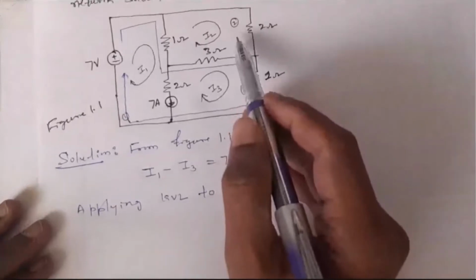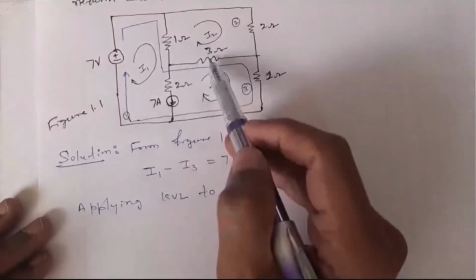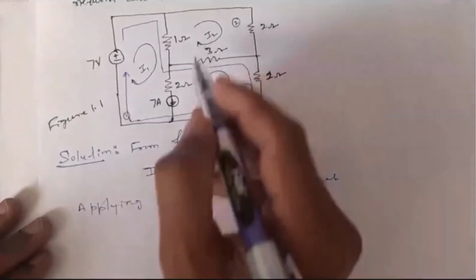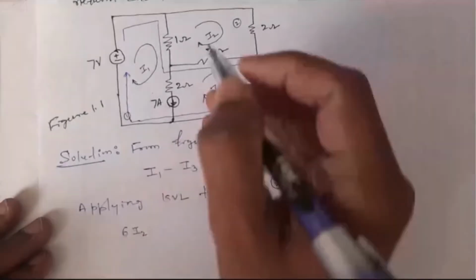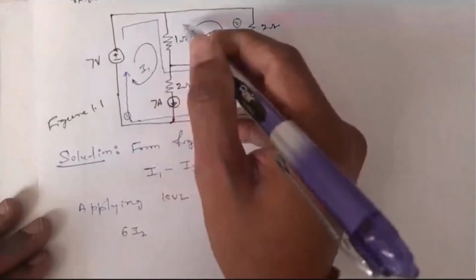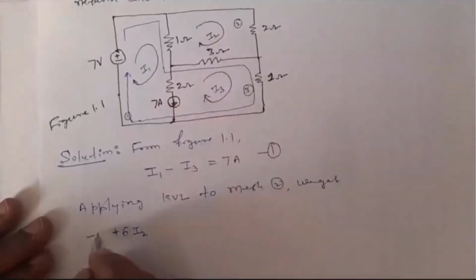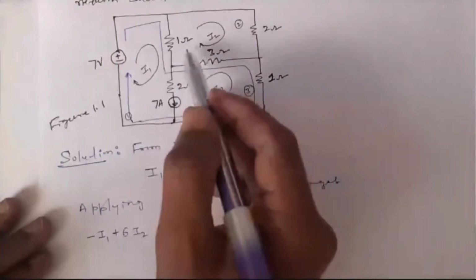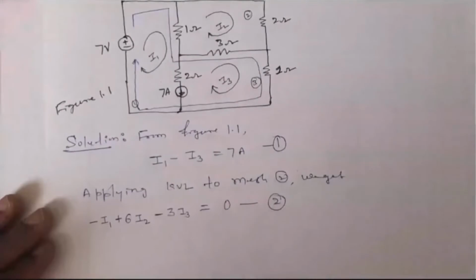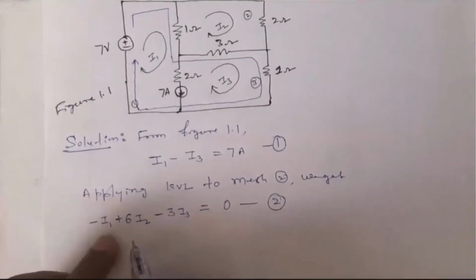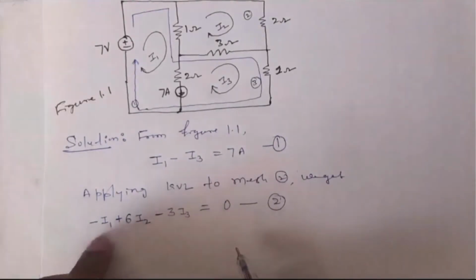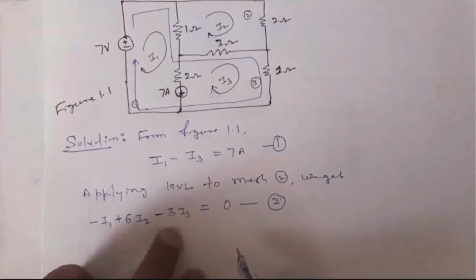Look at this, 1, 2, so the total sum is 6. This is 6 I2, because I1 is flowing in the opposite direction of I2. So I'll write this as minus I1. This is 1 into I1, which is minus I1, because I1 and I2 are in opposite directions. And here, how to directly write the mesh equation? This is I1, this is I2, and this is I3. So minus I1 plus 6 I2 minus 3 I3. Hope this is clear to all of you.